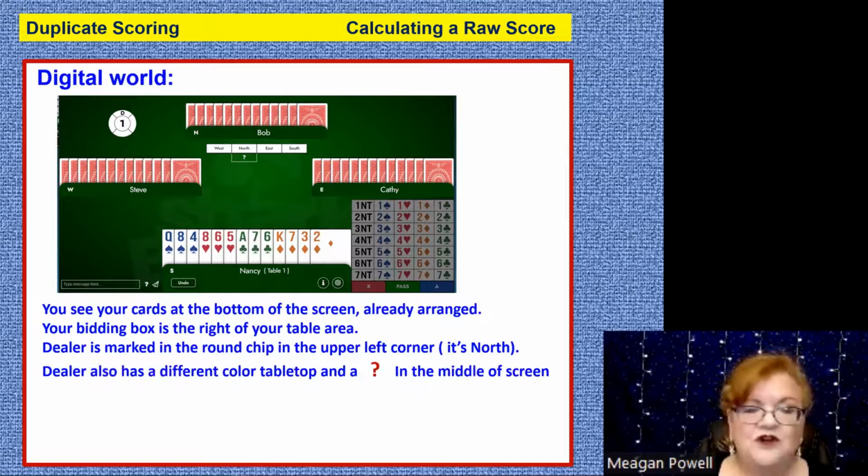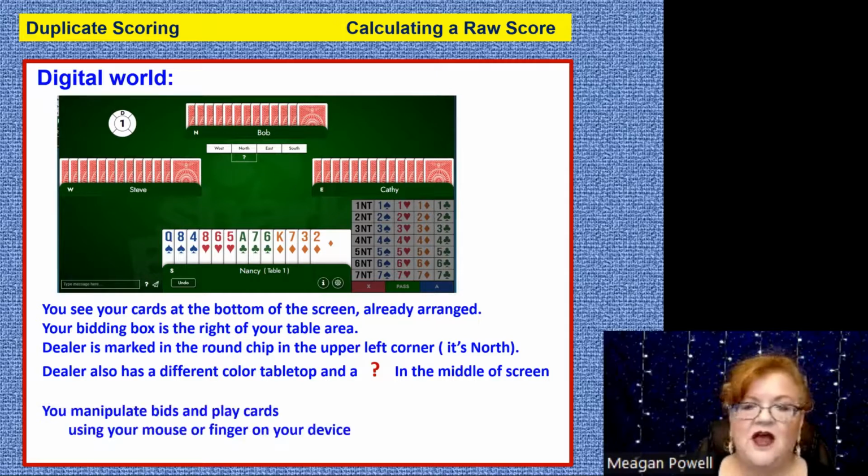You know who is going to play first and next because the tabletop area will be a specific color if it's your turn. And in the middle of the screen, you always know whose turn it is to bid because of the question mark you see. All right. You manipulate your bids and play your cards using your mouse or your finger. And all of that you've done before, right? So that's how we translate the live into digital.